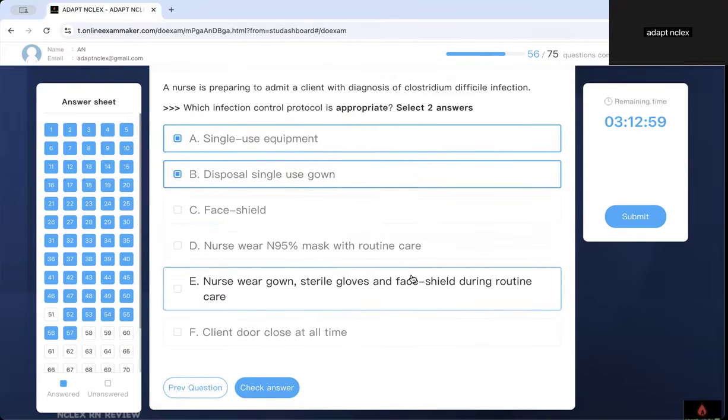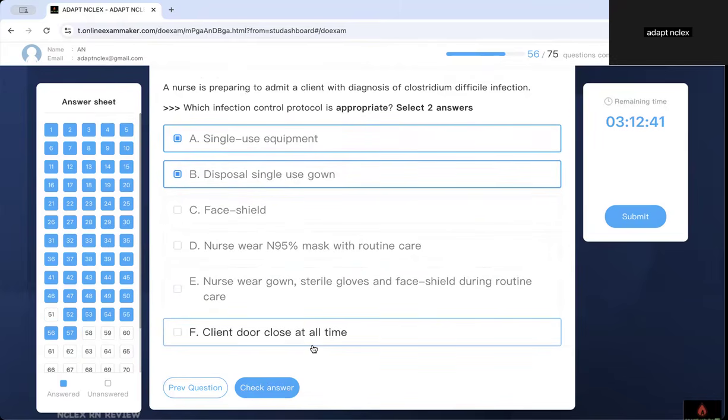Next, wear N95 masks with routine care. That's not contact. Next, wear gown, gloves, and face shield during routine care. Fine, if you want to use a face shield, but sterile gloves, no. You don't need to have a face shield during routine care.